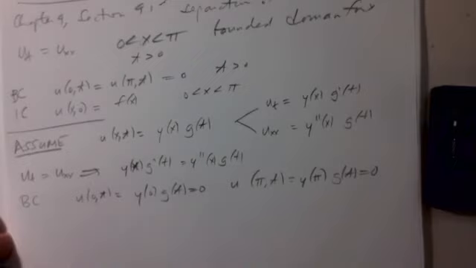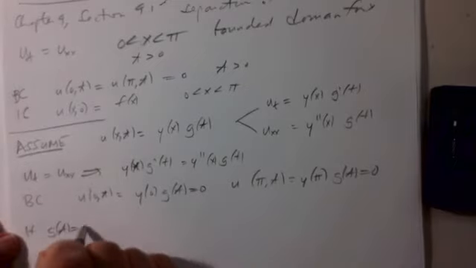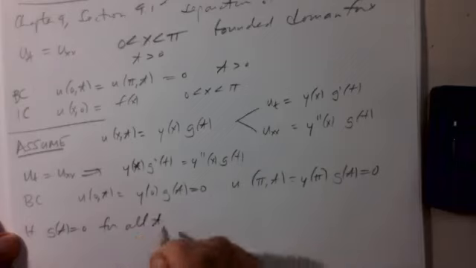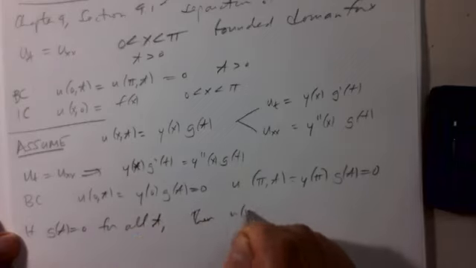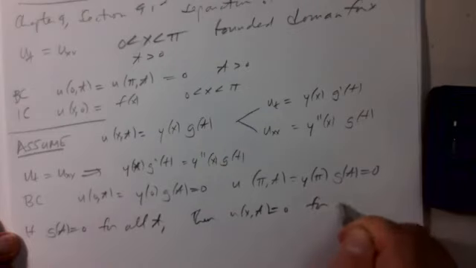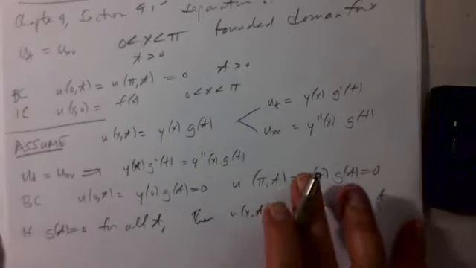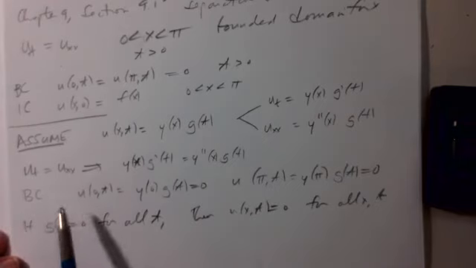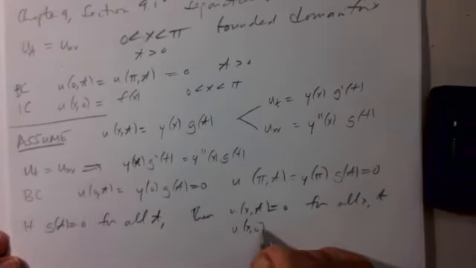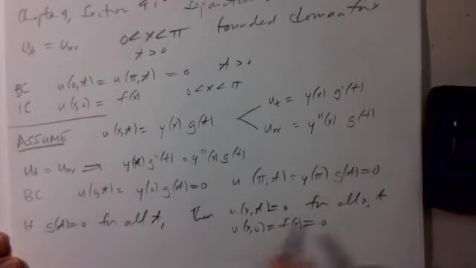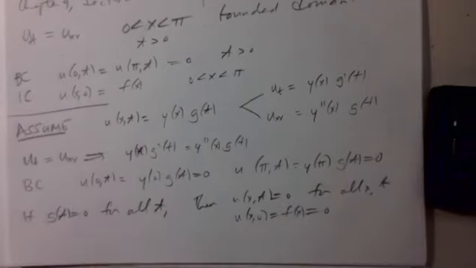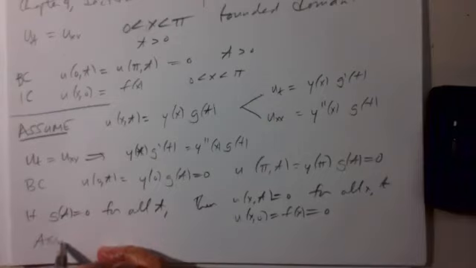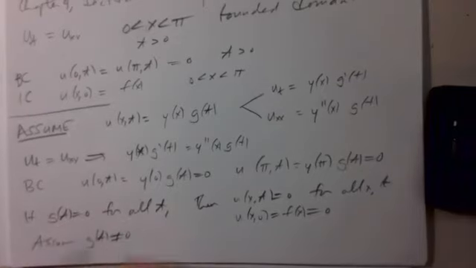Now, notice that if g of t equals 0 for all t, then u of x, t is 0 for all x and t, and there's really nothing to say. The only solution is the trivial solution, and in particular, u of x, 0, which is f of x, has to be identically 0. So if g of t is 0, it's just a trivial solution. So we can assume g of t is not 0.